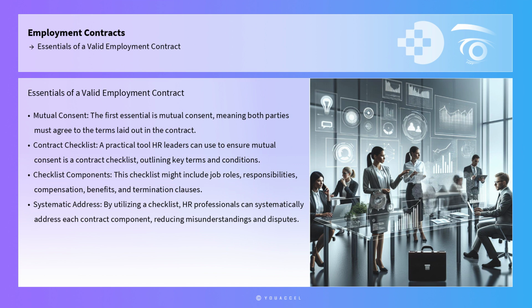The first essential of a valid employment contract is mutual consent. This means that both parties must agree to the terms laid out in the contract. Mutual consent is foundational, as it signifies that the agreement is entered into voluntarily and with an understanding of its implications. A practical tool HR leaders can use to ensure mutual consent is a contract checklist, which outlines key terms and conditions, ensuring they are communicated clearly and comprehensively to potential employees.